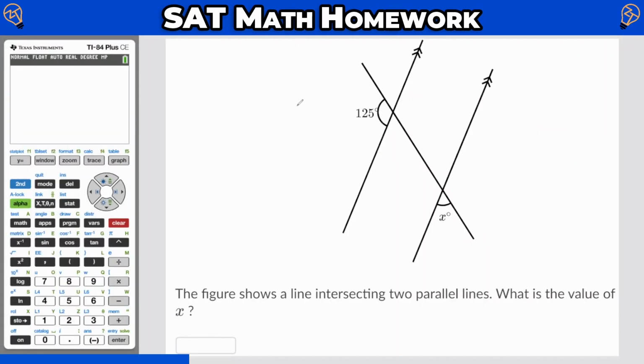Well, in this example here, notice that they are exterior because they are outside of those lines. However, they're on the same side of the transversal. And there's no such thing as consecutive or same side exterior angles. So we have to do something a little bit different. What I personally would do is whenever I get stuck, I just apply vertical angles.